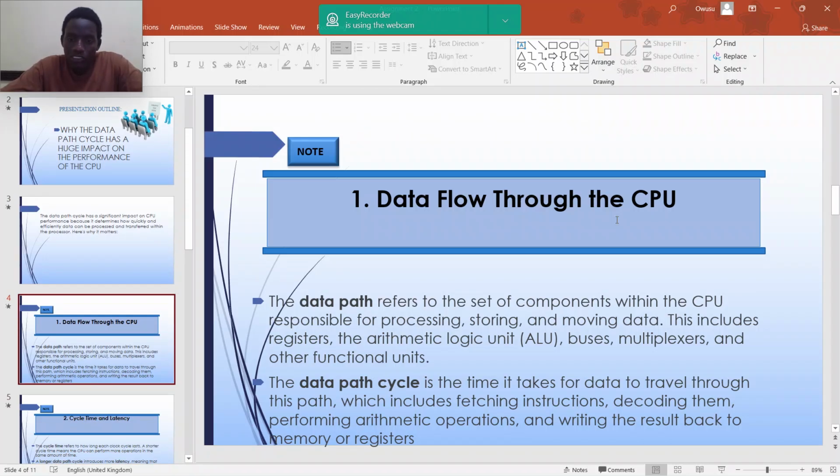One is the data flow through the CPU. The data path refers to the set of components within the CPU responsible for processing, storing, and moving data. This includes registers, the arithmetic logic unit, that is the ALU, the buses, the multiplexers, and other functional units. Again, it is the time it takes for the data to travel through this path, which includes fetching instructions, decoding them, performing arithmetic operations, and writing the result back to the memory registers.